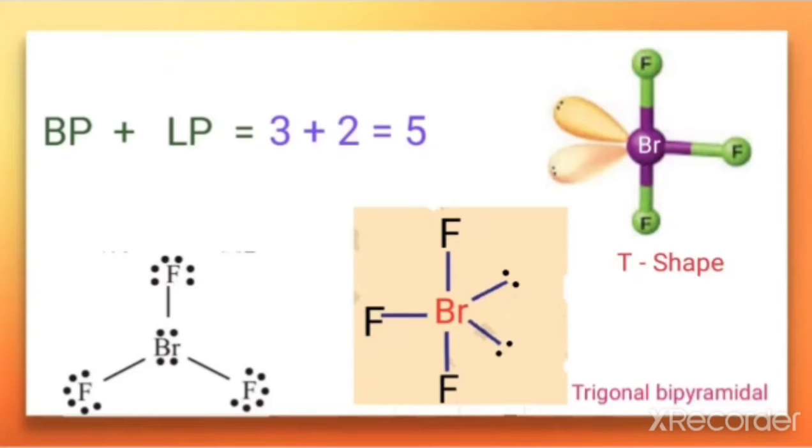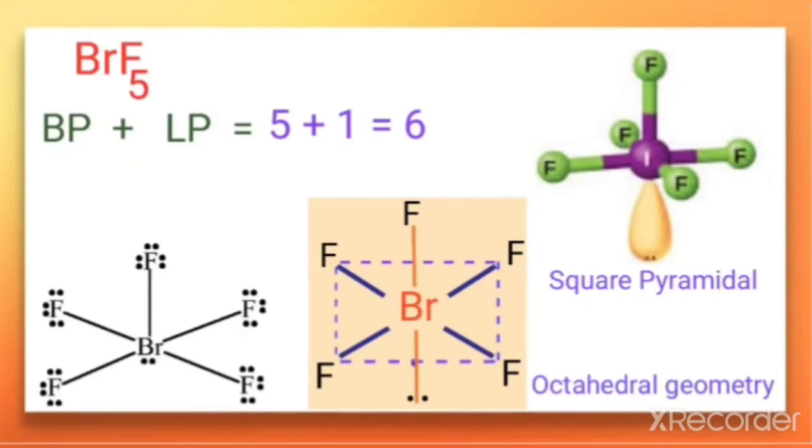Now you can see this is a T shape with 2 lone pairs, which is shown here. So the shape for this molecule is T shape and the geometry is trigonal bipyramidal. Next one, BrF5, that is the type of interhalogen compound XX5. Here also we'll be doing it in the same manner.